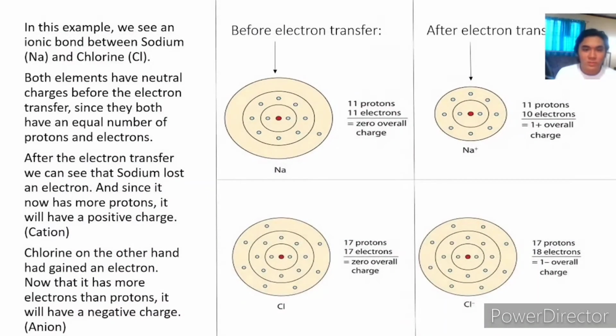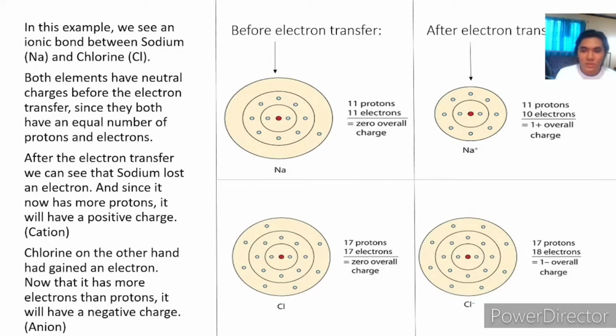Here we have an example between sodium and chlorine. Both elements have neutral charges before the electron transfer, since they both have an equal number of protons and electrons. As you can see, sodium has 11 protons and 11 electrons, and chlorine has 17 protons and 17 electrons.